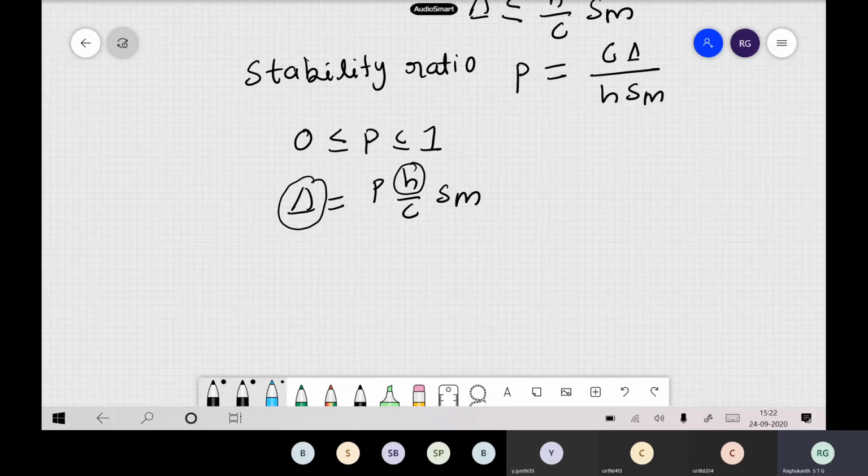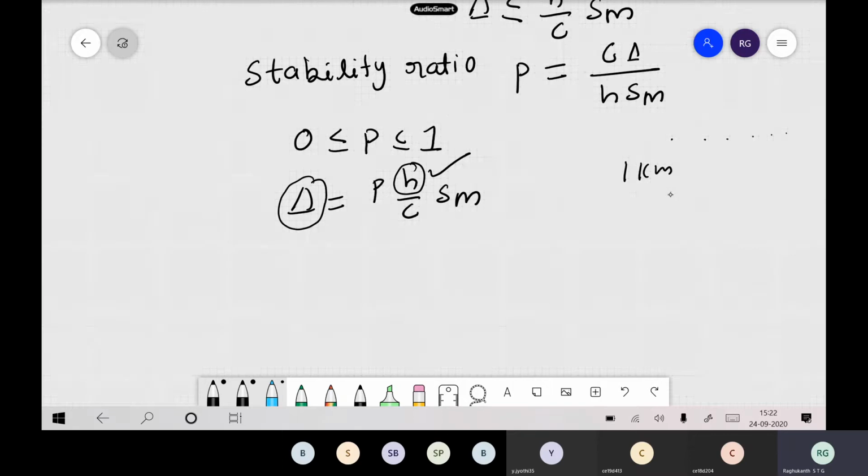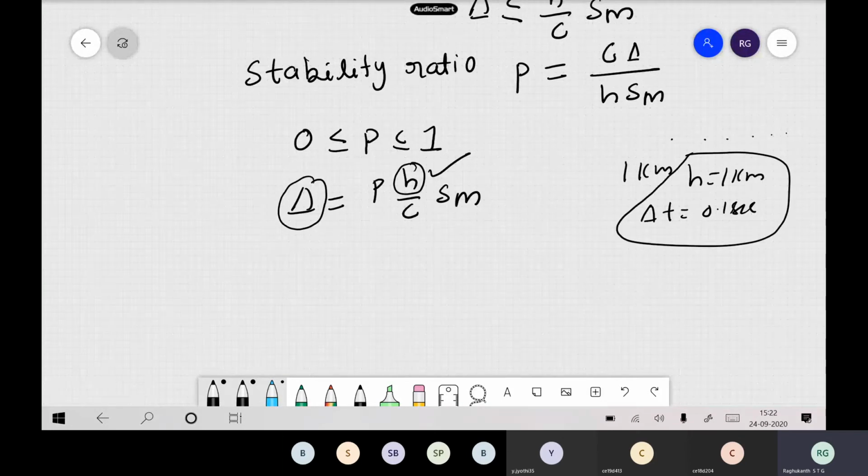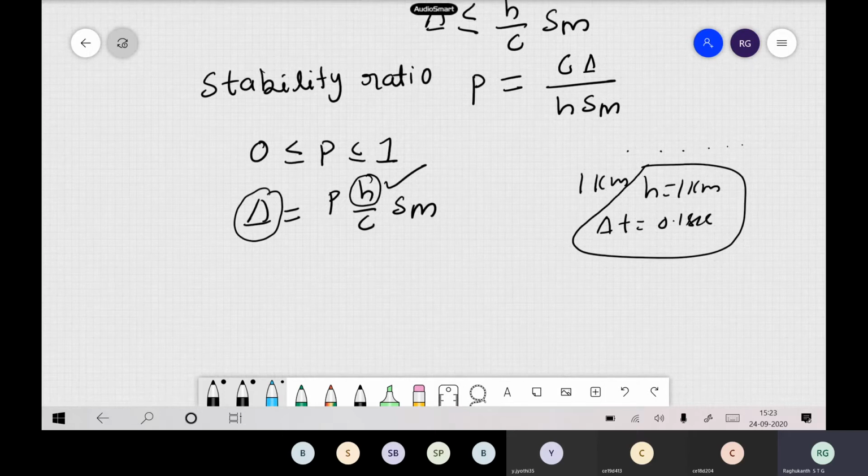Once you have selected your spatial increment h, the time increment depends on it. You can't take it arbitrarily. For example, I have taken h as 1 kilometer spacing, so my grid is 1 kilometer. You cannot take delta t as, whatever you like, say 0.1 second, whereas h is 1 kilometer. It is not possible, and there is a chance of instability. Your time increment and space increment are both coupled through this equation itself.